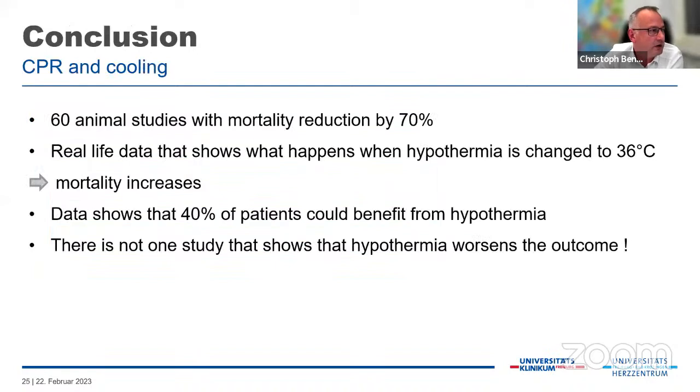So in conclusion, for CPR and cooling, there are a lot of animal studies with a mortality reduction of around 70%. Real-life data shows that when hypothermia was changed to 36 degrees, there was an increase in mortality. Data also shows that 40% of patients could benefit from hypothermia. And there's currently no study that shows that hypothermia worsens the outcome.